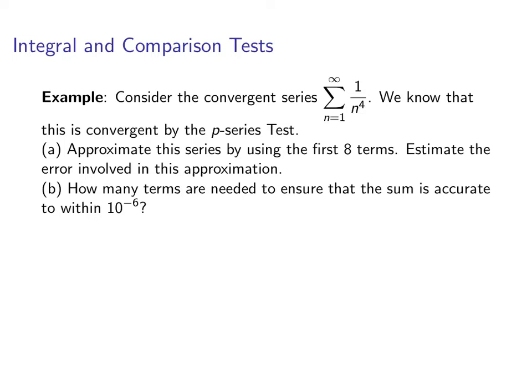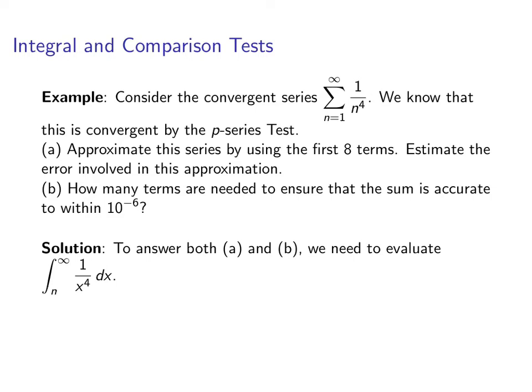So we're going to have a couple of questions here. First, we want to approximate this series by just using the first 8 terms, and we'll estimate the error involved in this approximation. And then the next question is, we want to ask how many terms do we need to add to ensure that the sum is accurate to within 10 to the minus 6.